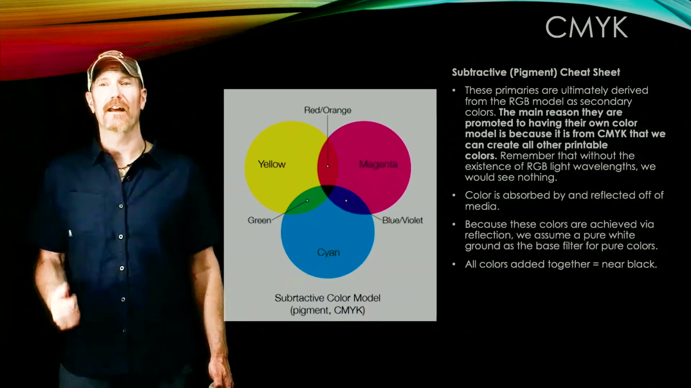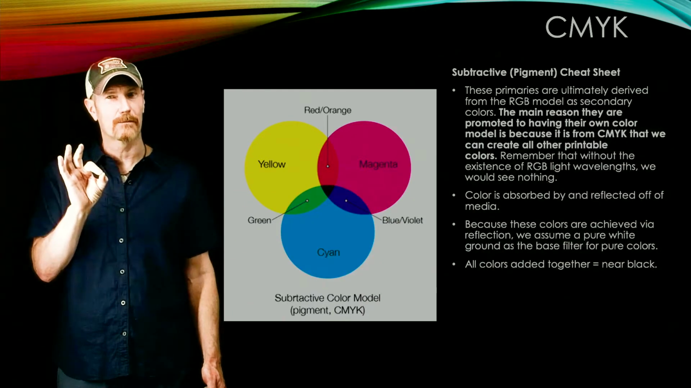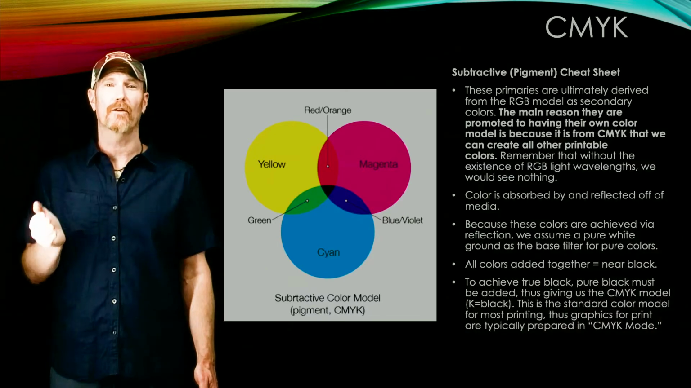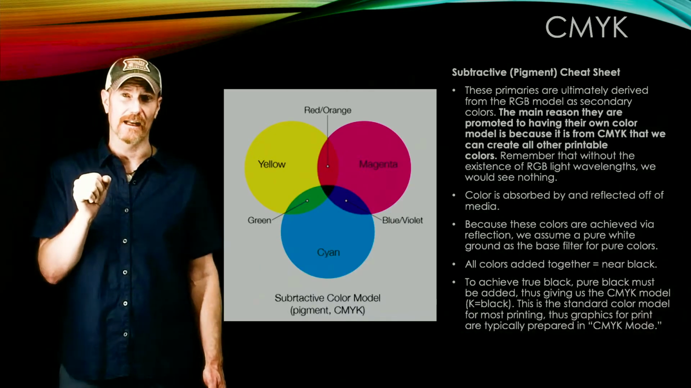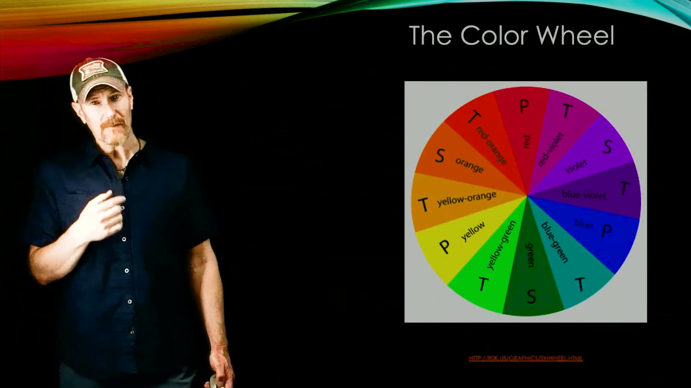All the colors added together equals near black, but it's not a pure black. It doesn't look quite as black as the absence of color. So they added in the K so you could get 100% black. All right? Super. So the color wheel.